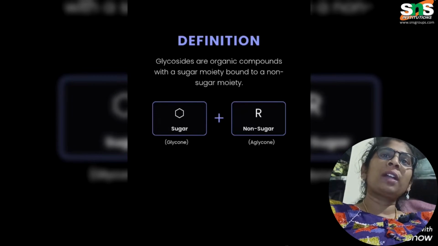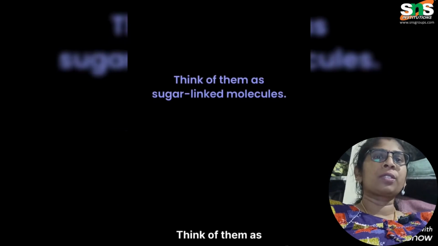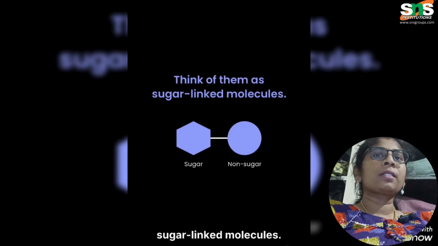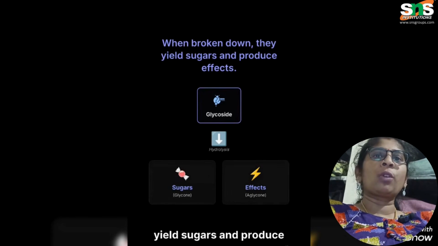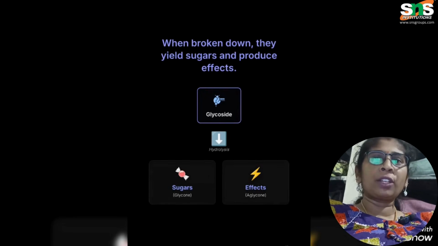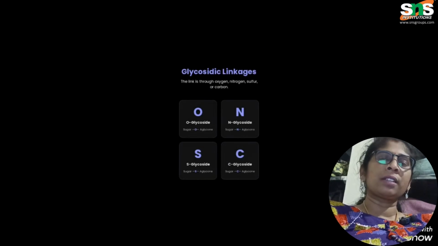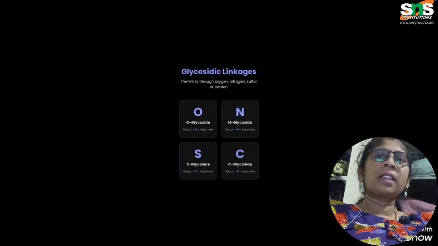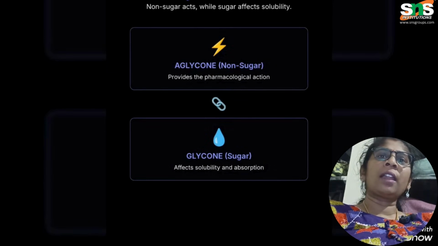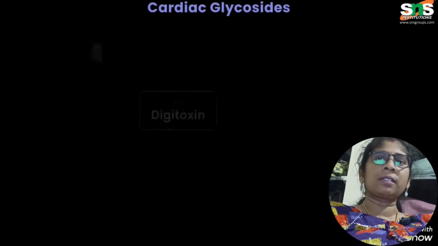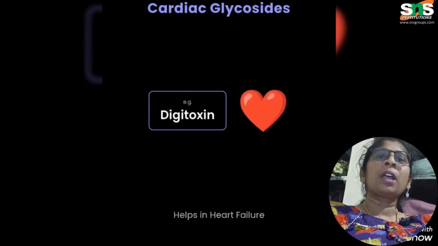So welcome back to another session on pharmacognosy and phytochemistry. In our previous lecture, we discussed flavonoids, those beautiful plant pigments with diverse biological activities. Today, let's explore another fascinating and highly significant group of plant constituents, the glycosides. These compounds are present in a wide variety of medicinal plants and play a major role in their therapeutic effects. So let's understand what glycosides are, their structure, classification, sources, tests, and pharmacological importance.